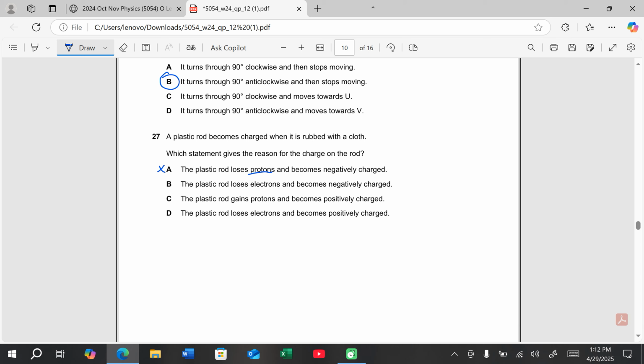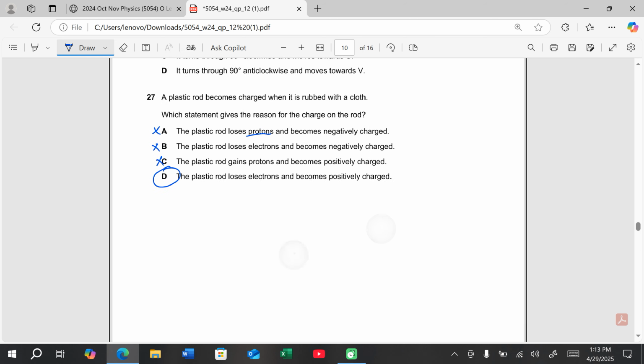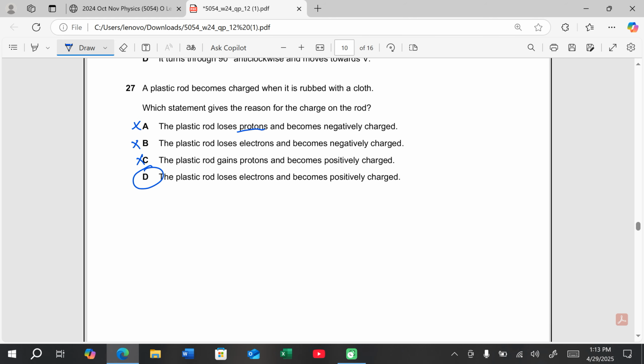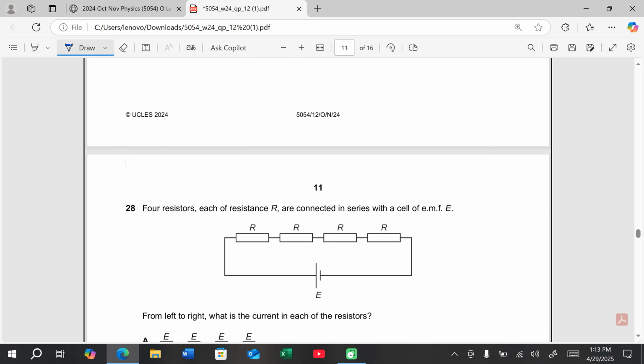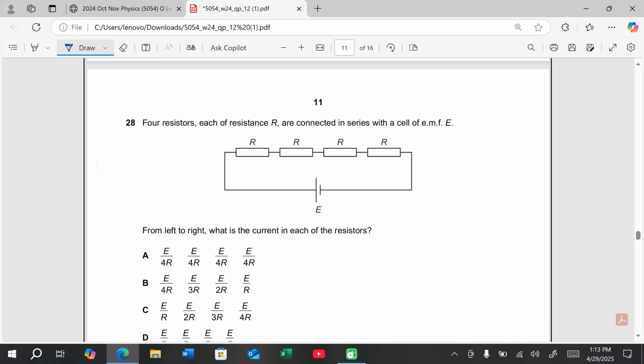Plastic rod loses electron and becomes negatively charged. If it loses electron, it should become positively charged, so B is also wrong. The plastic rod gains proton and becomes positively charged. That's also wrong, it cannot gain proton. It can lose electron and it can also gain electron. Plastic rod loses electron, becomes positively charged. That is the correct statement. So you don't need to remember whether a plastic rod always gets a positive or negative charge. It will always be given in the statement.